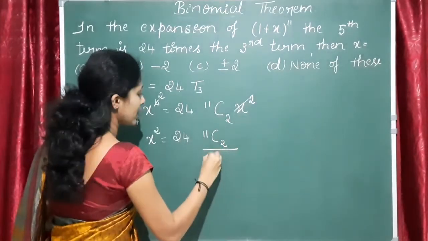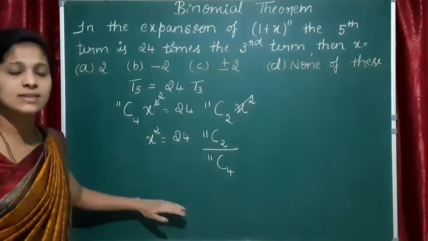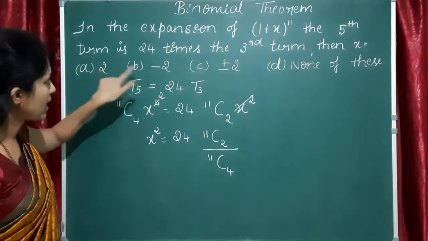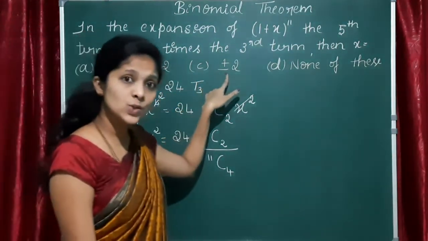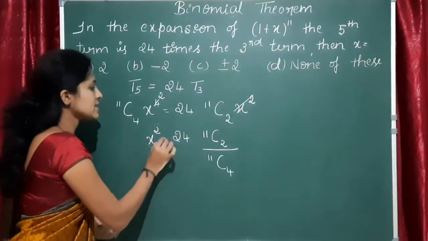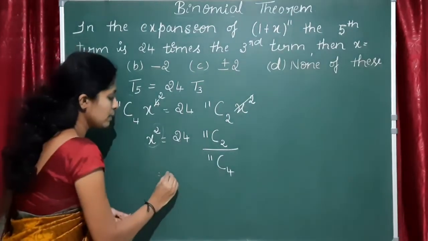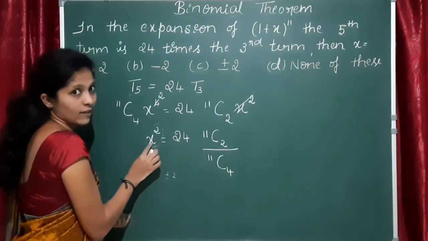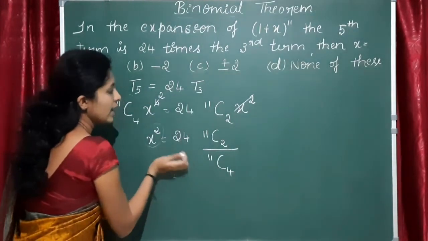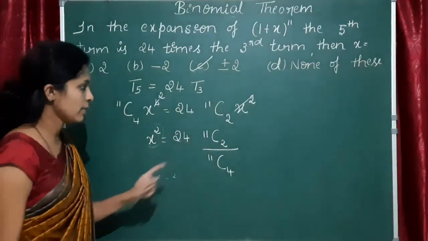11C2 divided by 11C4. By using this directly, can you say the answer without simplifying this? Here see the options. Plus 2 is given, minus 2 is given, plus or minus 2 is given, and none of this is given. And here you can see this x square is there. So suppose if you get the values here too, then the possible value will be plus or minus, since it is a quadratic equation. So both plus or minus is possible, right? Just check with that one, verify your answer and you will get answer as C. That should be plus or minus 2.